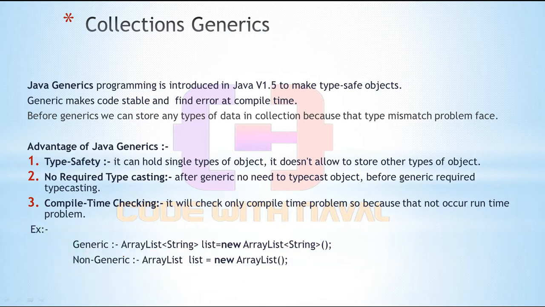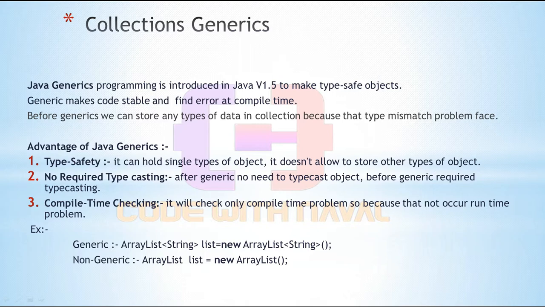There are a few advantages of generic programming. Let's see them one by one. Type safety: it can hold a single type of object and doesn't allow storing any other type of object. We can create a generic collection that stores only a single type of object. Earlier, a collection could hold any type of object. A collection can hold an integer, a string, but if I want type safety as the priority, then I can go with a generic collection.